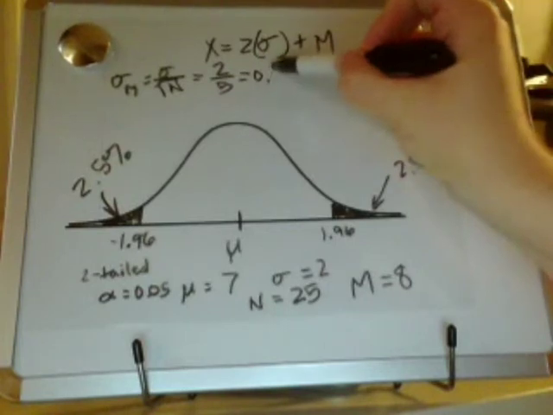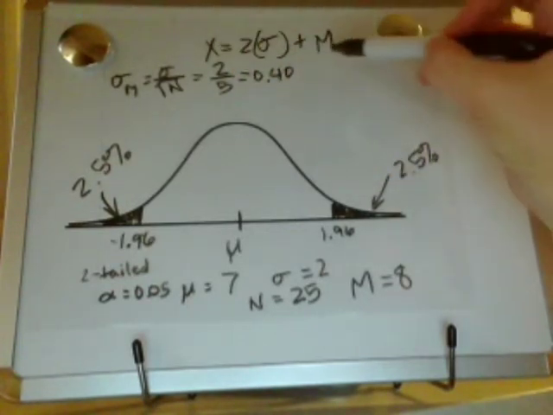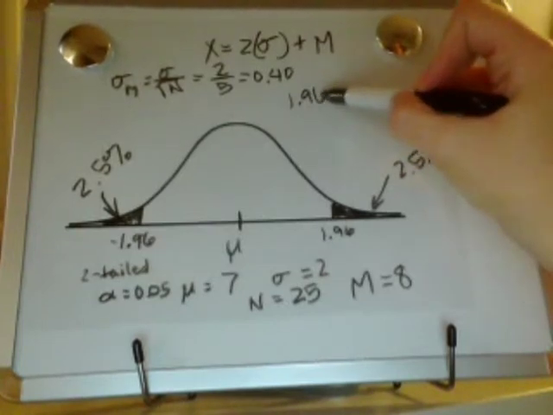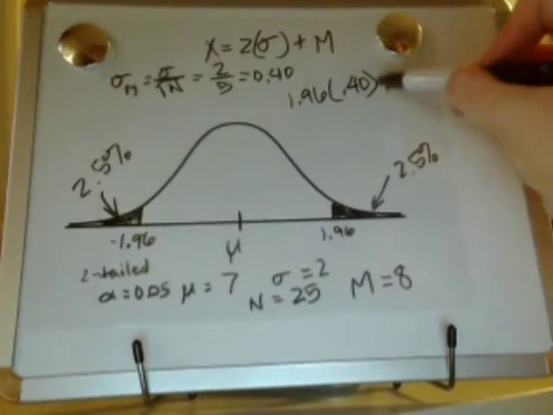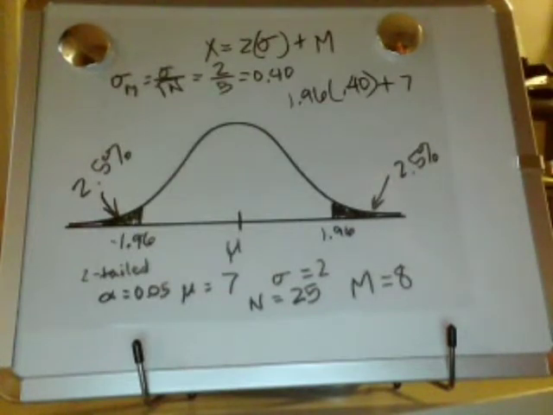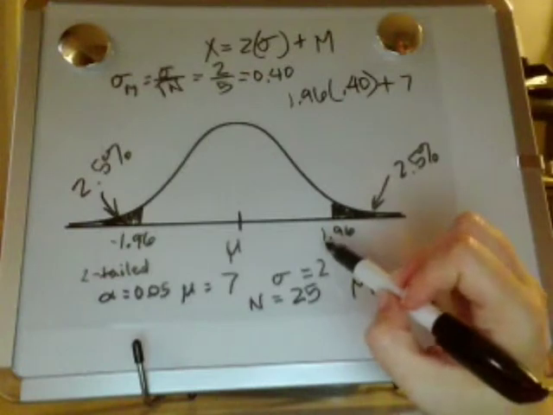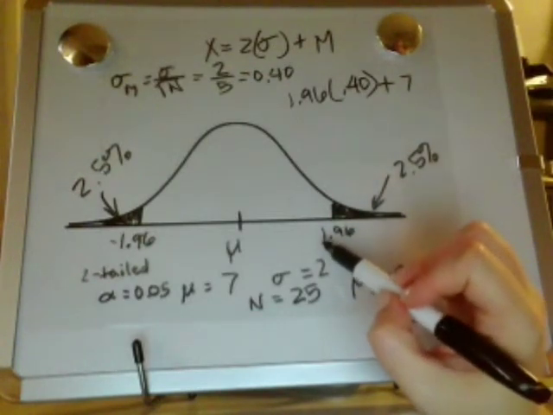2/5 is 0.40. So now we get to substitute that in. We get 1.96 times 0.40 plus 7, which is our population mean, and it will tell us what this raw score value is. Let's get our trusty calculator out: 1.96 times 0.4 plus 7. So our raw score value for this cutoff is 7.784.